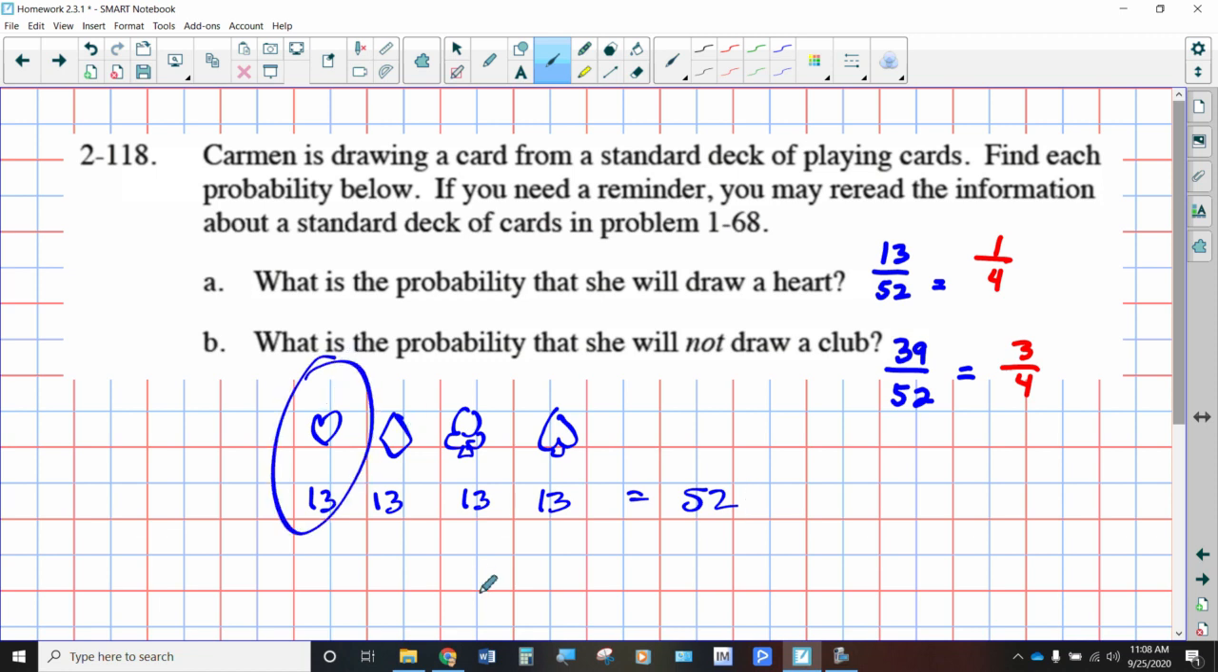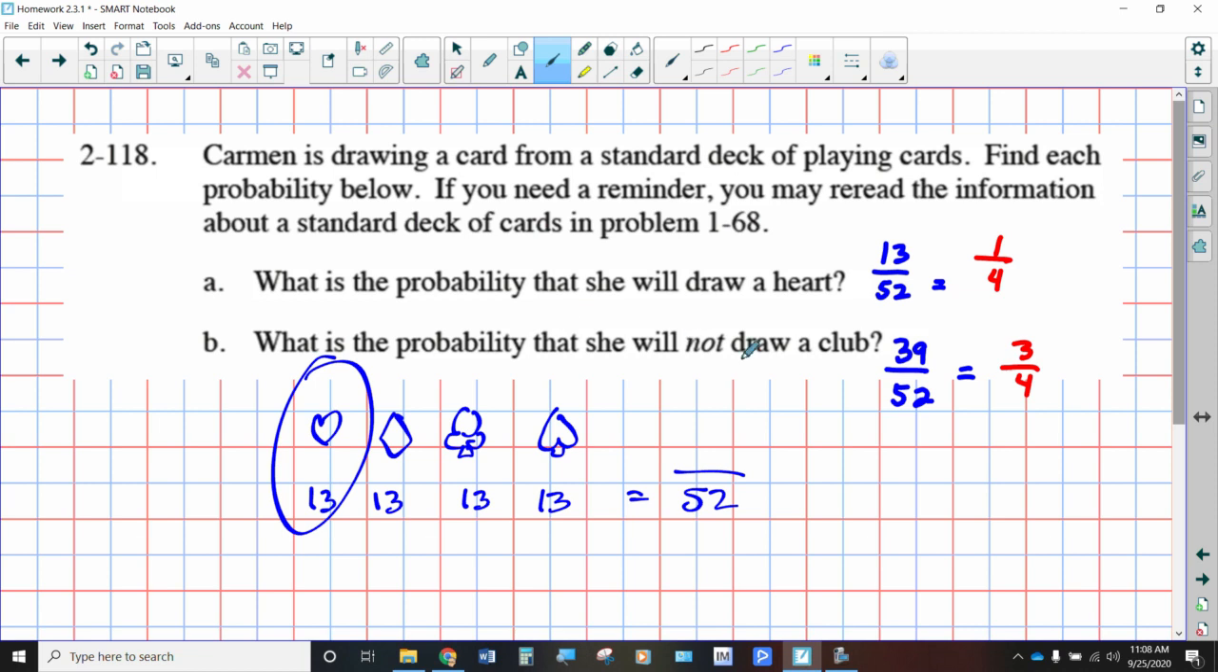We're only going to focus on the hearts. So that means you've got 13 out of the 52 would be a heart to draw, which simplifies down to 1/4, since the hearts represent 1/4 of the deck, the diamonds represent 1/4, the clubs represent 1/4, and the spades represent 1/4 of the deck.